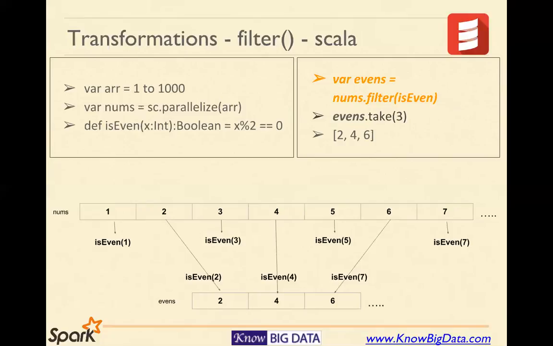A question from Ravi. What is the degree of parallelism when sc.parallelize is called? Wonderful question, Ravi. Let me try to answer this. Degree of parallelism is a function of number of partitions that it creates. These are records, but they could be in the partitions.